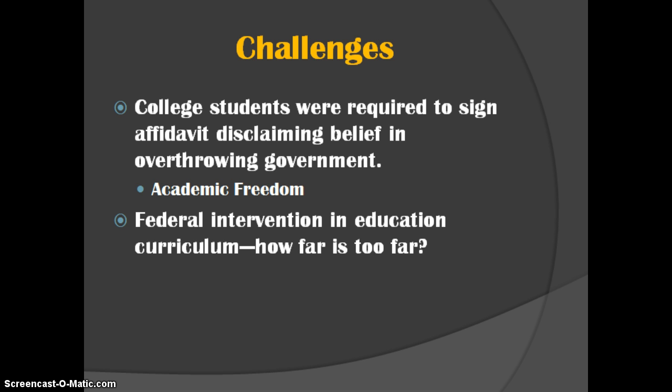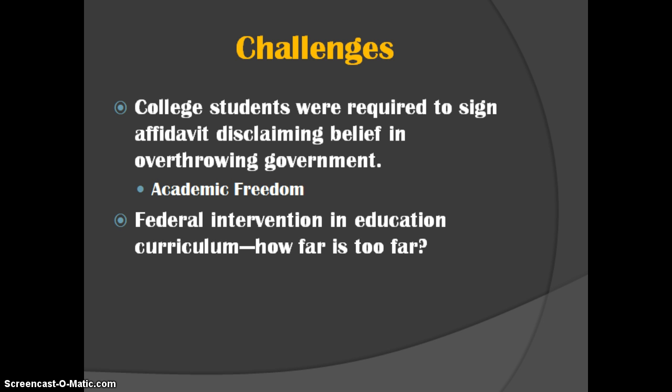First, students were asked to sign an affidavit disclaiming belief in overthrowing our government. This potentially interfered with academic freedom. Some institutions at the time refused the funding, and because of this controversy, the disclaimer was eventually repealed in 1962.